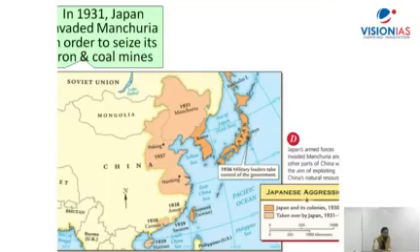Now, why this is happening is again because of the whole raw material thing and the search for markets. Now, why is this war important is because within a span of 2 weeks, more than 3 lakh Chinese people had been killed in this war. That's a huge number, given that Japan's army was relatively small, but they were brutal.